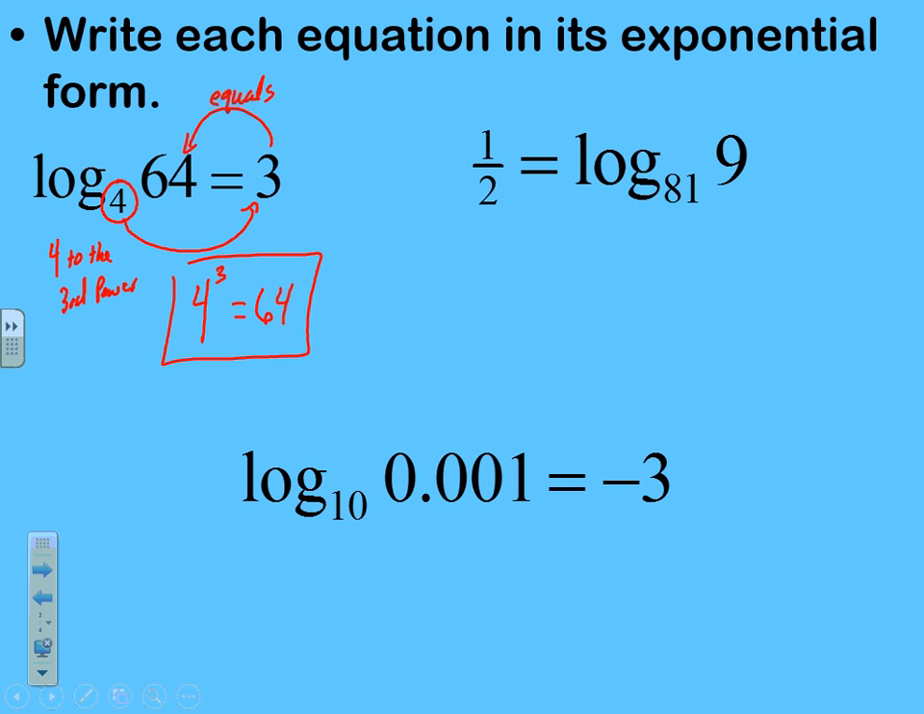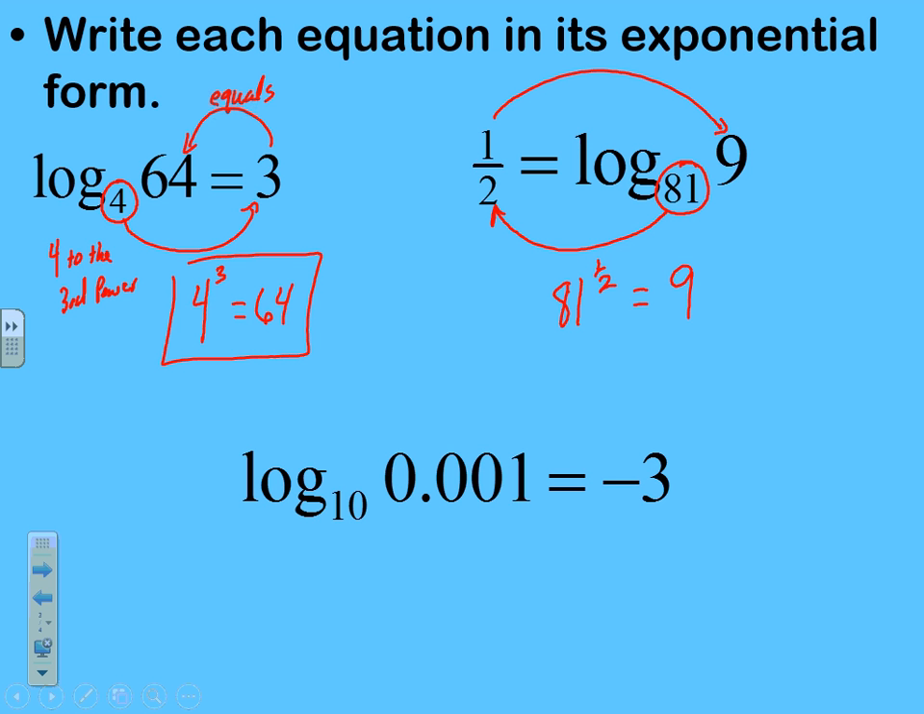Okay, so moving on. Now here they're trying to trick us up a little bit because they put the log on the right side of the equal sign as opposed to the left side. But that's okay. It doesn't change anything. Here's the base. So I'm going to say that base raised to whatever this number is. So I say 81 to the 1/2 power, and it has to be equal to this other number here, 9.